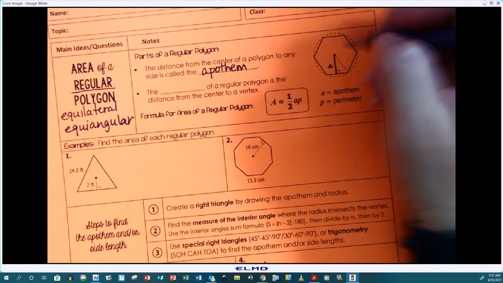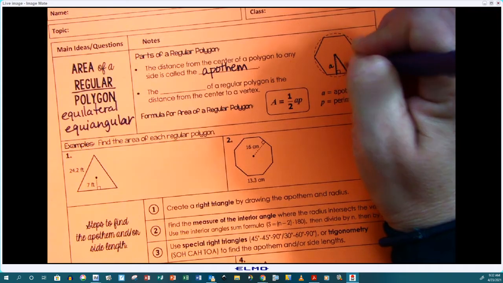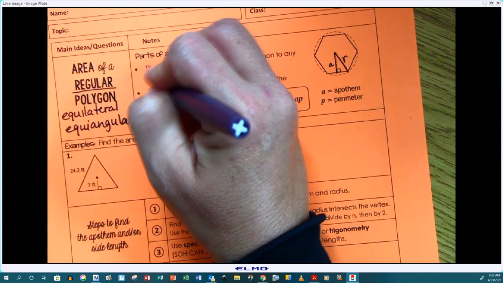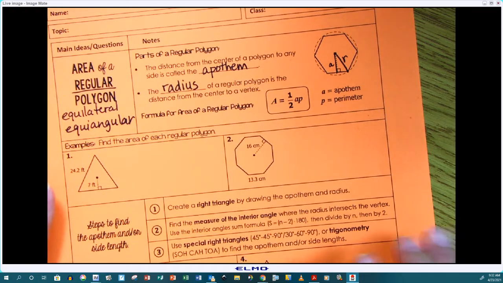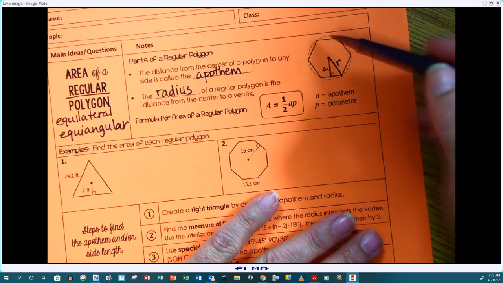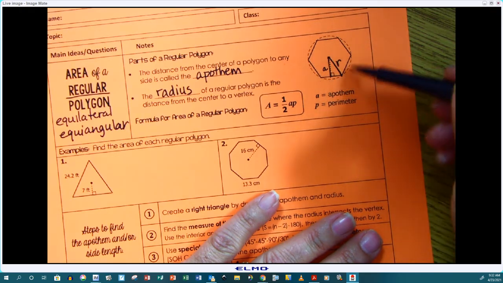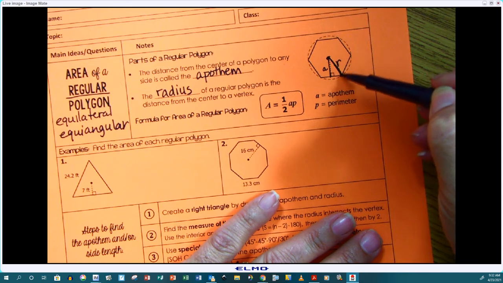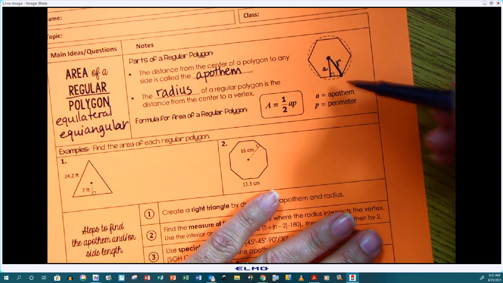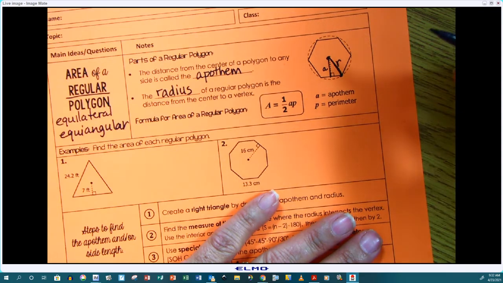And then the distance from the center to the corner is the radius. So how does a figure have a radius? Well, because if you look at your paper, you'll see that there's a circle around the outside. If I go from the center to the corner, it's actually the edge of the circle. So it is the radius of the circle, therefore it is the radius of the polygon as well.